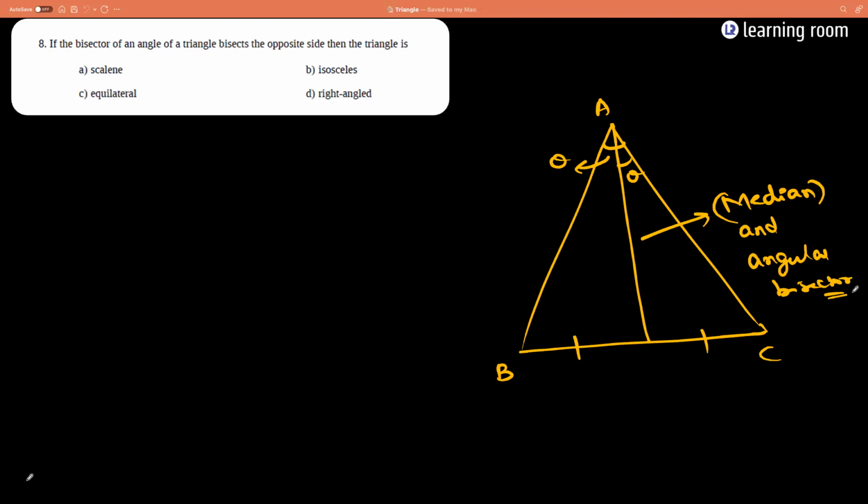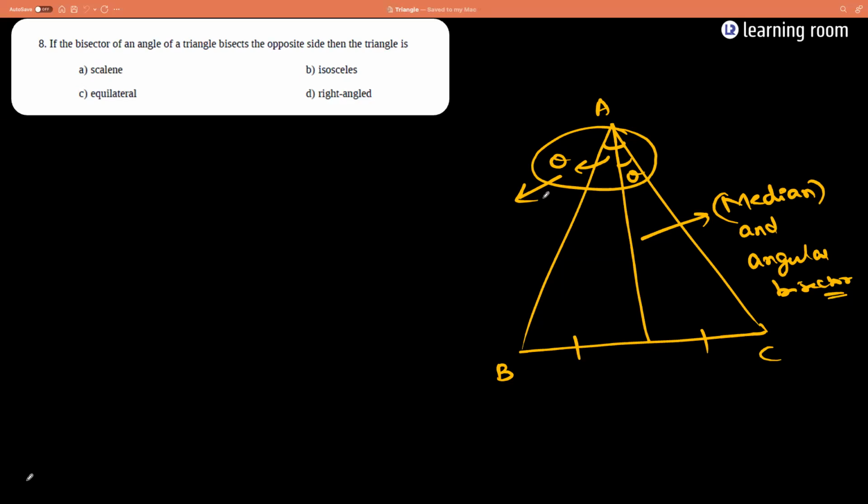Sir, so the triangle should be equilateral, right? Need not be. That is what I'm saying. Because it need not be that this angle should be only 60 degrees. Not necessary. So if I give you both the options, equilateral is a particular case. Since we don't know anything about the angle A, they didn't mention anything, it should be an isosceles triangle because there is an angle bisector.